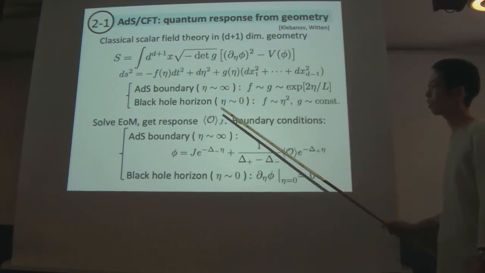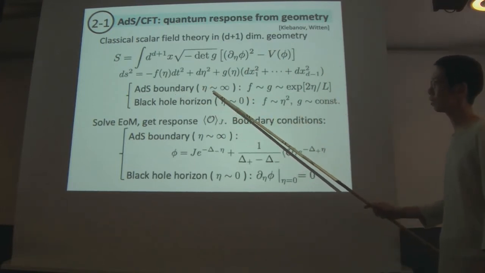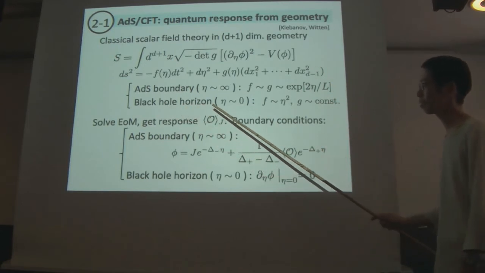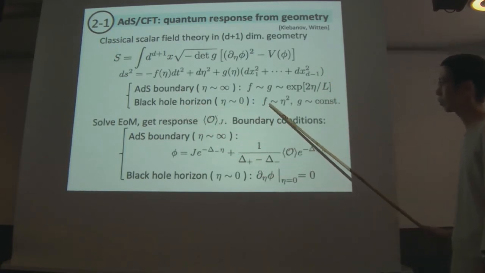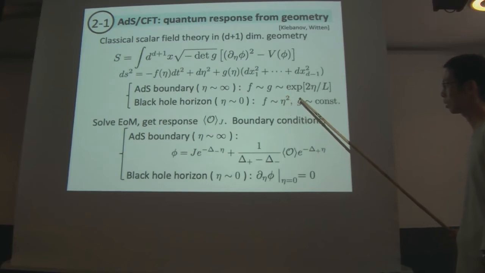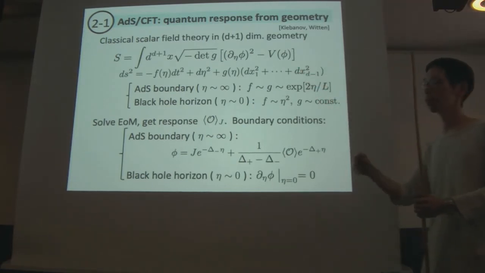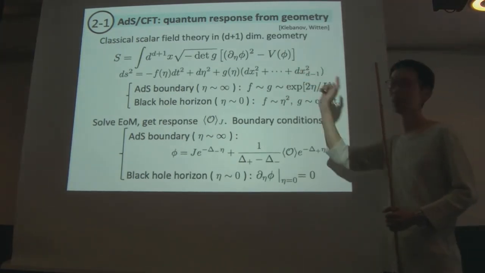But there are two constraints. One is the AdS boundary, where eta is infinite: f and g go like an exponential function with AdS radius L. I don't know what the number for the AdS radius is, but it should be exponential. And also at the black hole horizon at eta equals 0, f goes to 0 like eta squared, and g goes to a non-zero positive constant. So these are boundary conditions for this metric, but other than that, these are arbitrary.